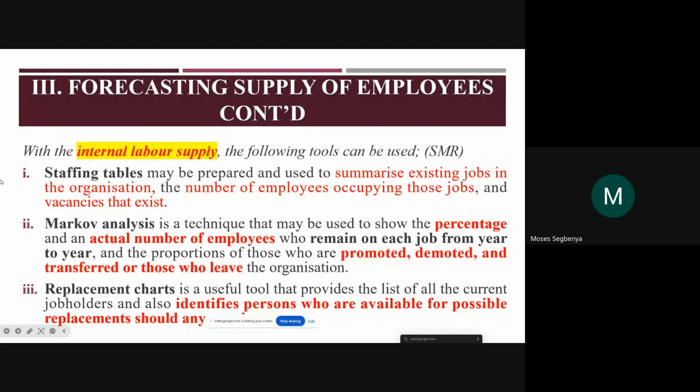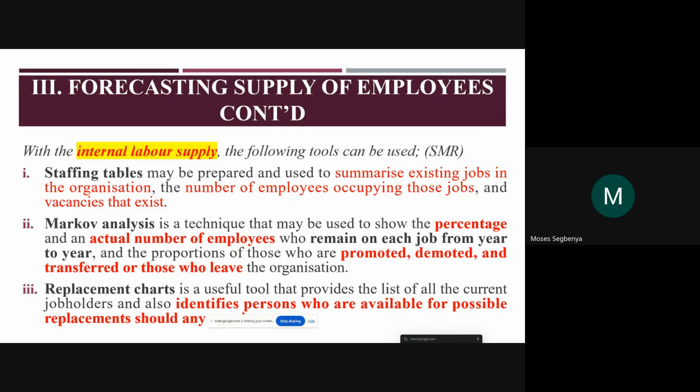And then you can talk about the replacement chart, which is also a useful tool that provides a list of all the current job holders and also identifies persons who are available for possible replacement should any such opening occur.